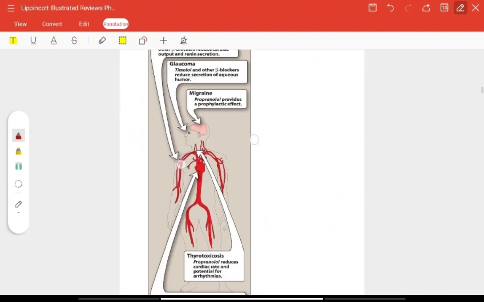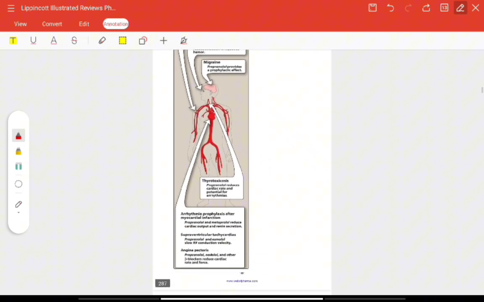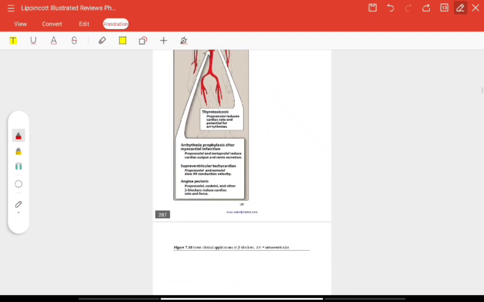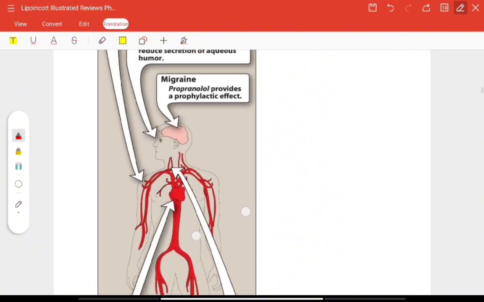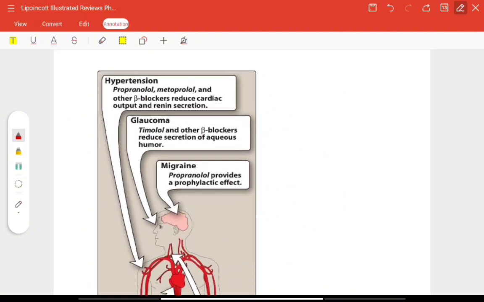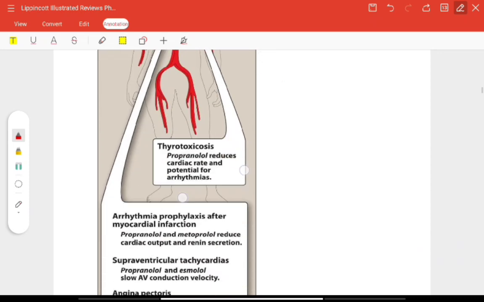You can see here, this is a summary of beta blockers. We will see one by one. Now, for hypertension, which are the drugs? Propranolol, metoprolol, and others will reduce cardiac output and renin secretion. For glaucoma, timolol and others will reduce secretion of aqueous humor. For migraine, prophylaxis.